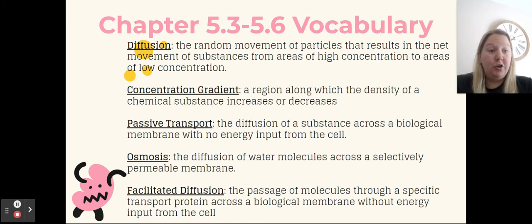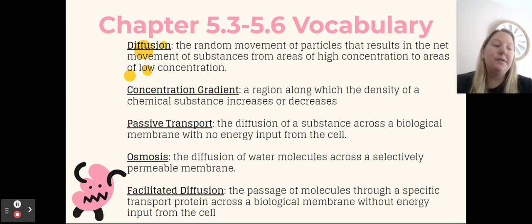A concentration gradient. So when we talk about areas of high concentration and areas of low concentration, we're talking about a concentration gradient. This is a region along which the density or the amount of that particular substance either increases or decreases.